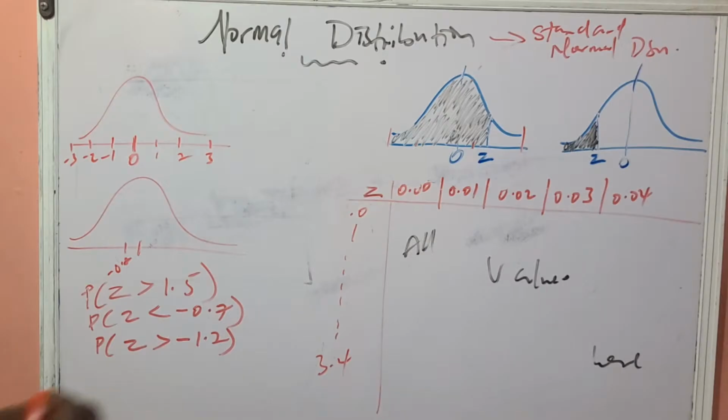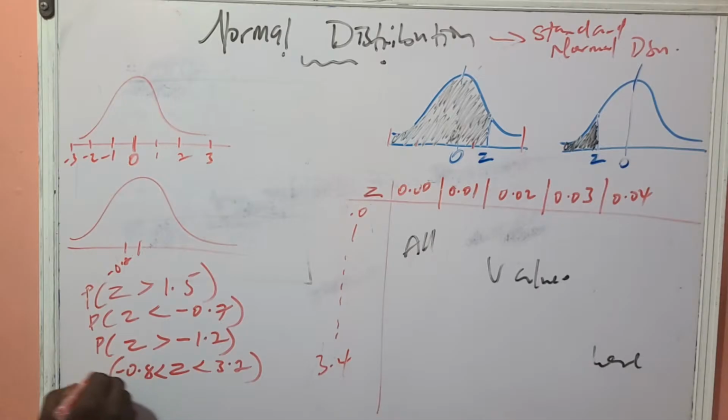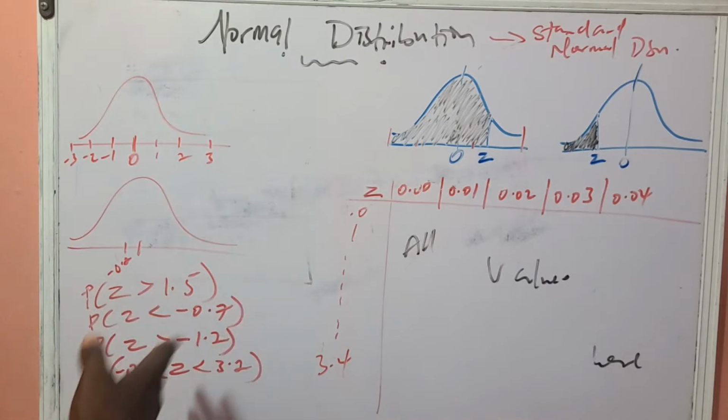Let me also add the one where you had, maybe, minus 0.8 and 3.2. Let's just look at these different examples and see how we're going to handle each and every one of them. These are all different possibilities where you have probability of Z greater than 1.5.